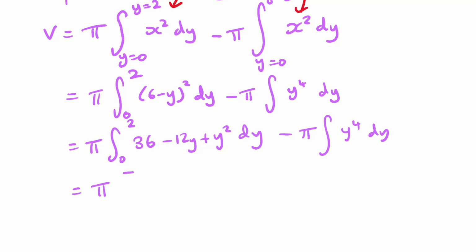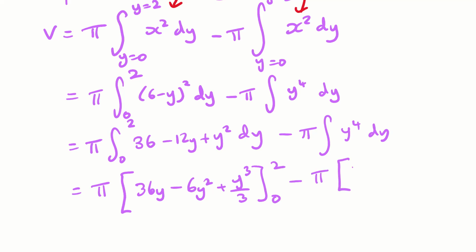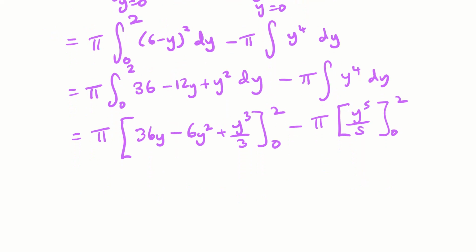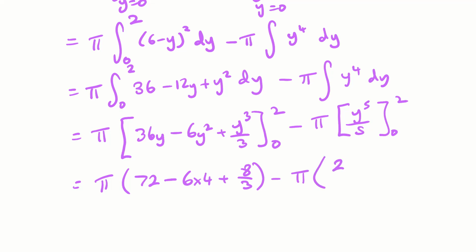So that's pi, 36y, take away 6y squared plus y cubed on 3 from 0 to 2. Take away pi times y to the 5 on 5 from 0 to 2. So that's going to be pi into 72, take away 6 times 4, plus 8 on 3. Take away pi times 2 to the 5, 32 on 5.